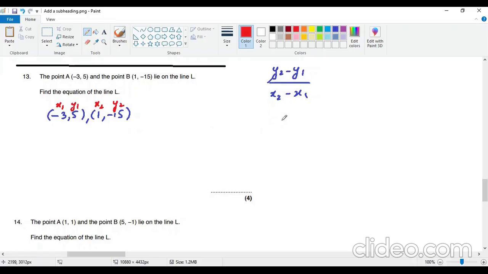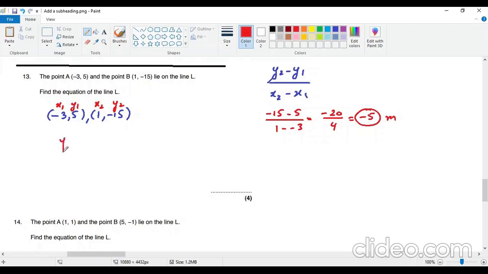So we'll substitute the values. Y2 is negative 15, minus 5, and x2 is 1 minus minus 3. So this is going to be negative 20 divided by 1 plus 3, which is 4. So your gradient is negative 5. This is the value of m.